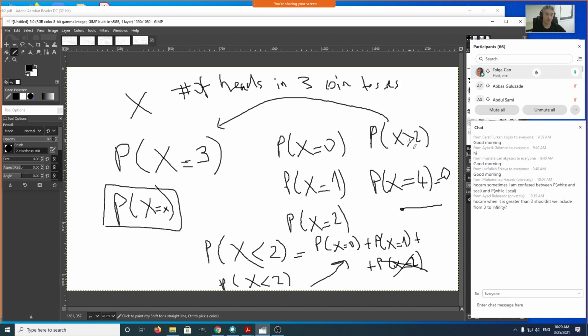So for a discrete event like this, this is a discrete random variable, the probability function is not going to change from 3 all the way to infinity. Similarly, it's going to remain 0 starting from -1, for example. It will remain like that. So the values that it can take are clearly important, all right?